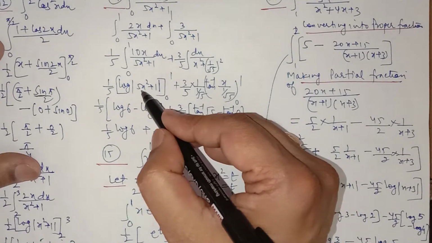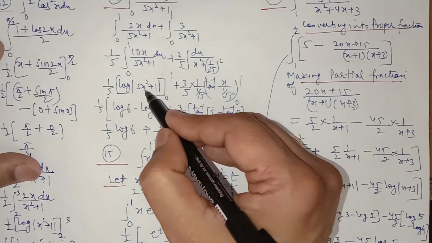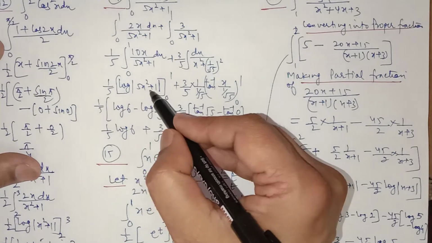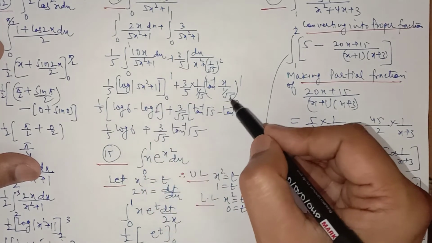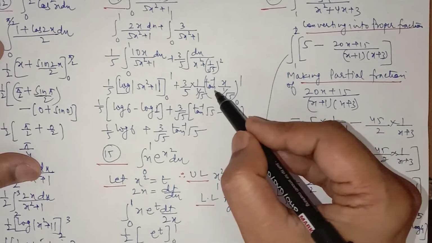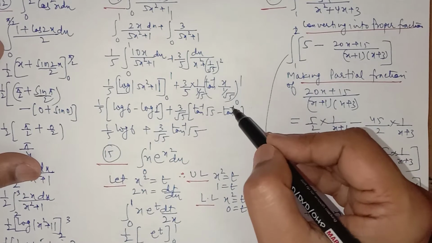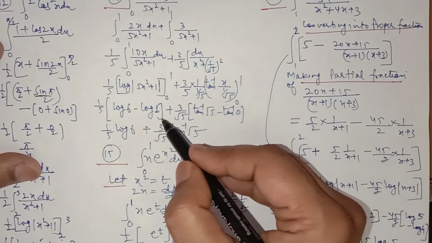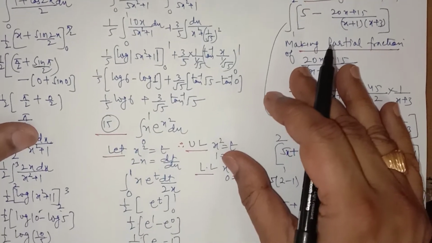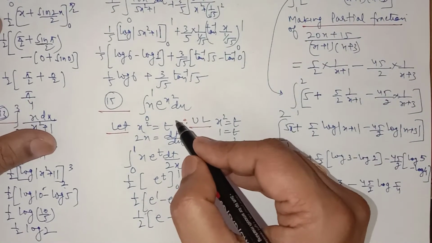So upper limit 1 square plus 1, lower limit 0 square plus 1, it will be log 6 minus log 1, and simplify it. The upper limit is 1, so tan inverse root 5 minus tan inverse 0. So simplify as far as possible. Log 1 is 0, you know it. Now see question number 15 carefully.